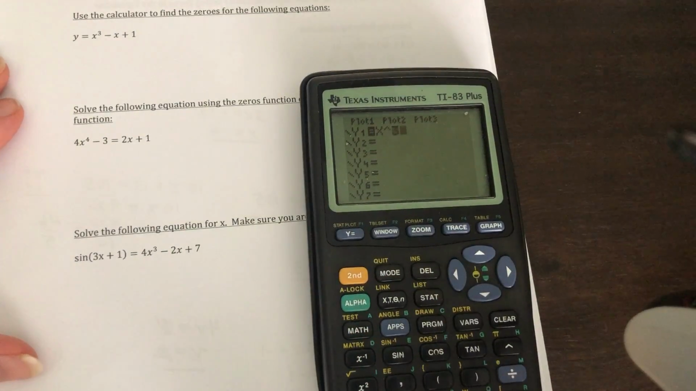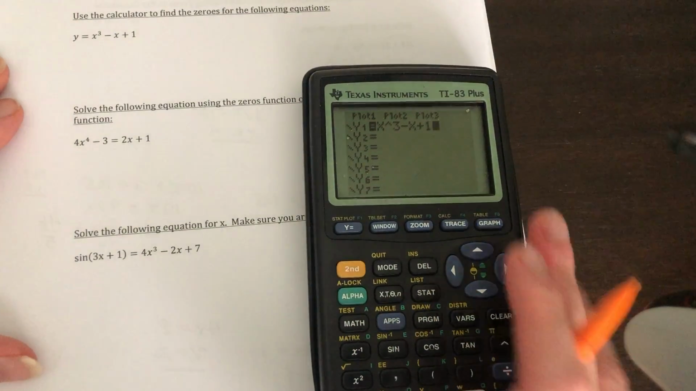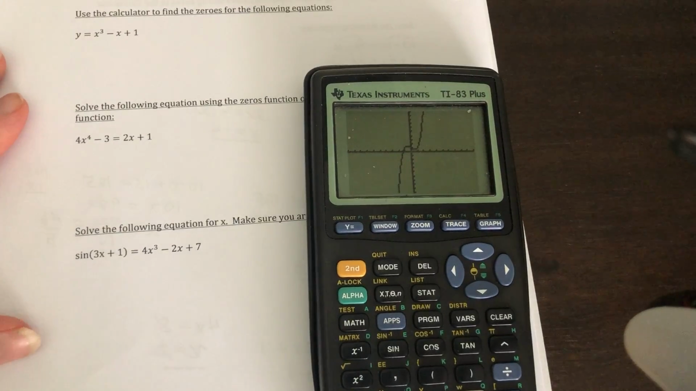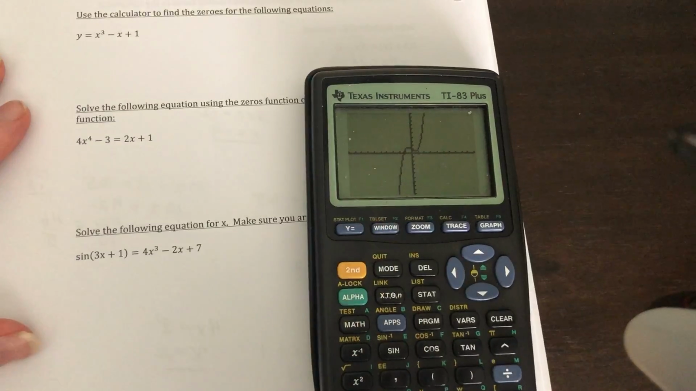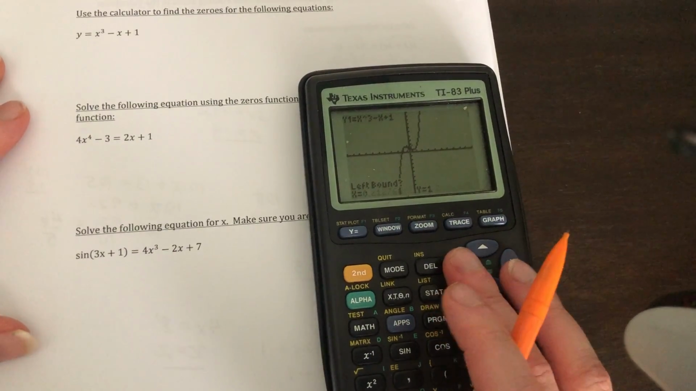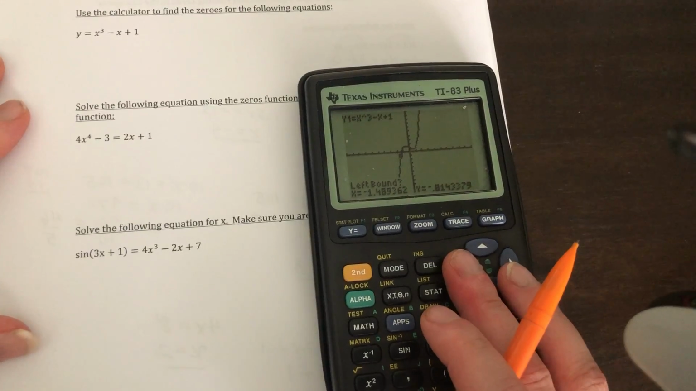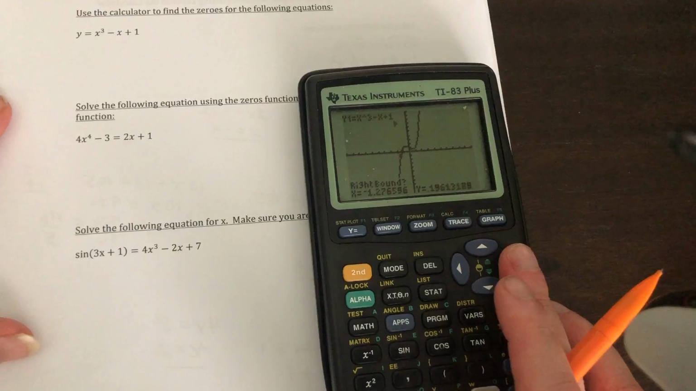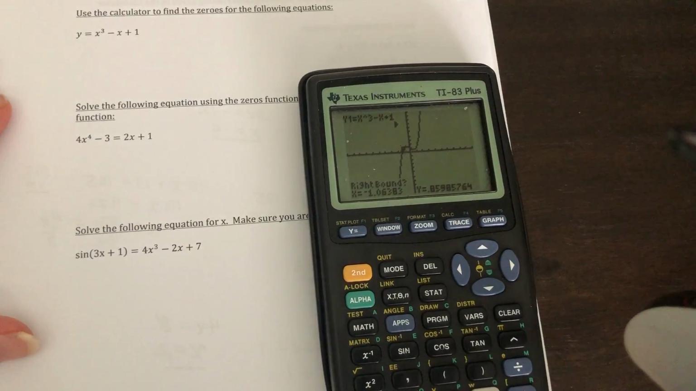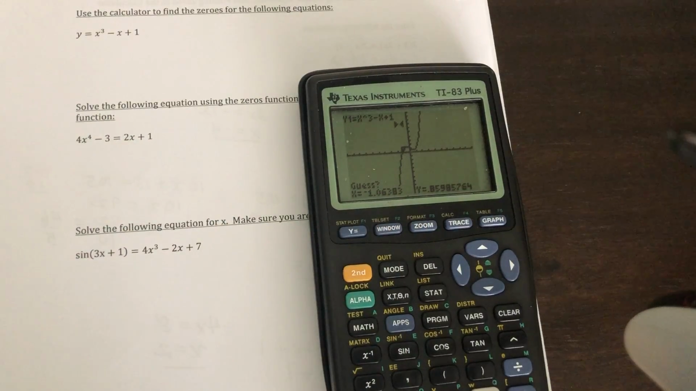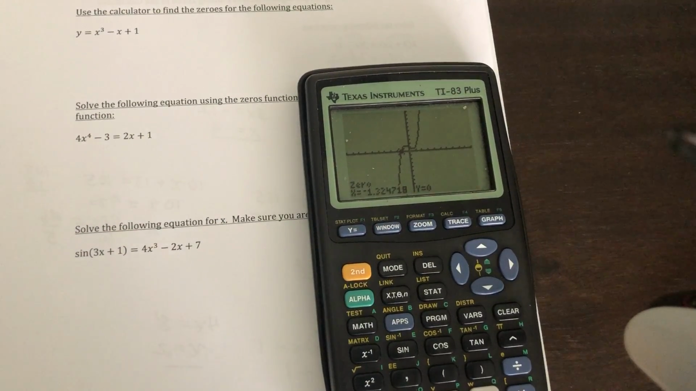So x cubed minus x plus 1. And I see that it's going to cross the x-axis in one place over here. So what I'm going to do is hit second trace, the calc feature, 0, and I'm going to go close to it. Now, if the graph is increasing, so it's going up, you have to go below first, then above the point. So I can just look at the y values where it goes negative, then positive, hit enter again, and you get negative 1.325.